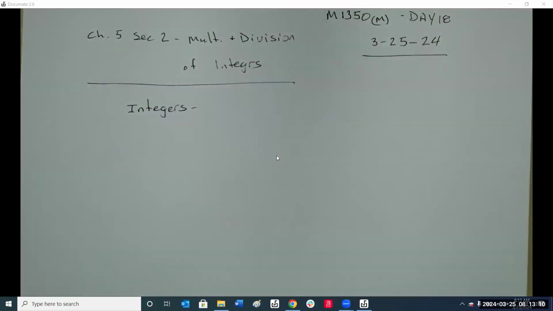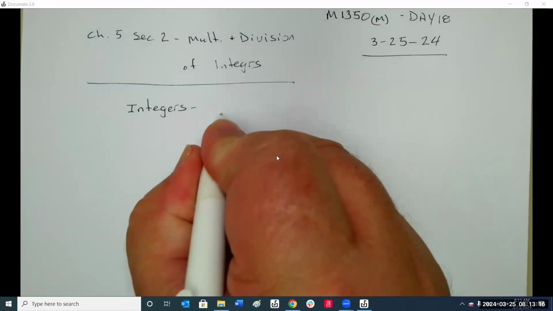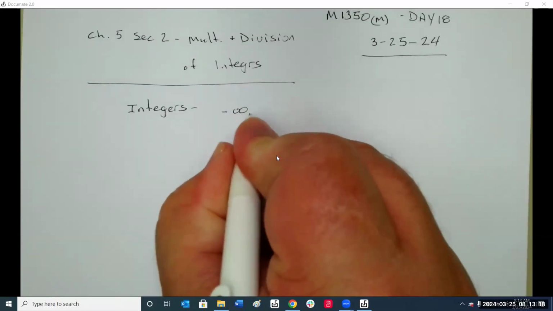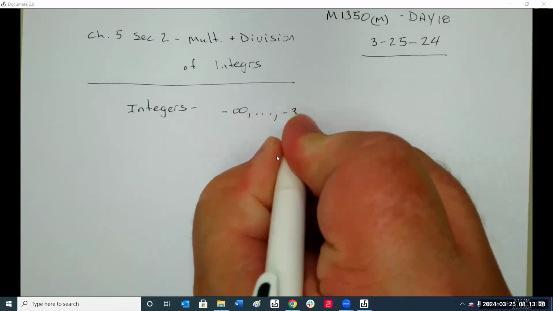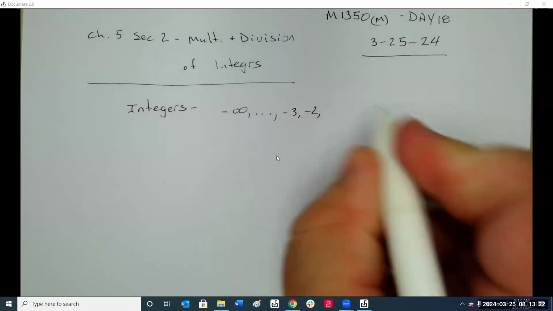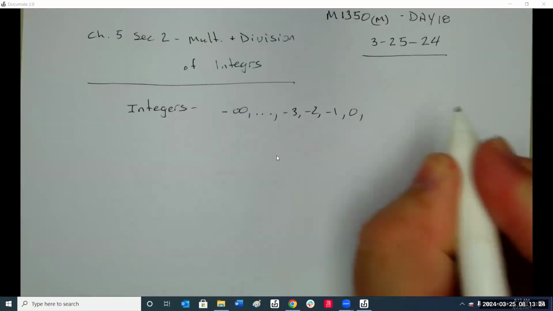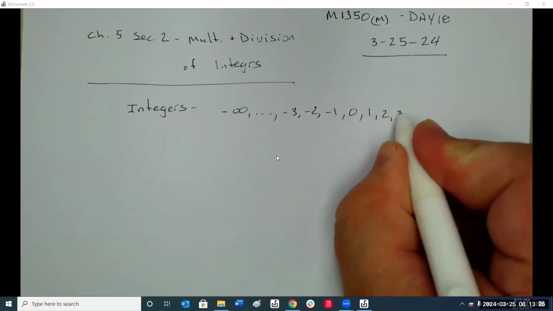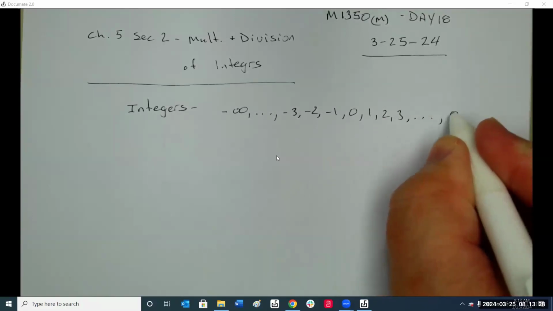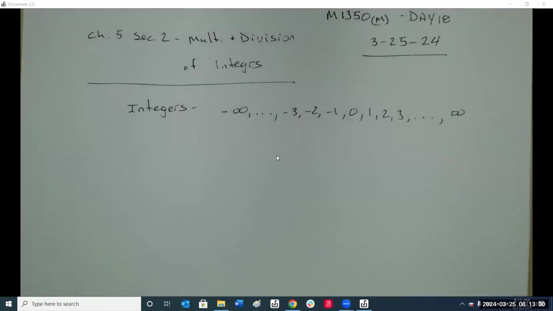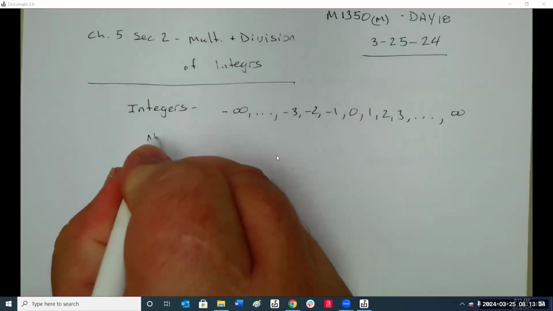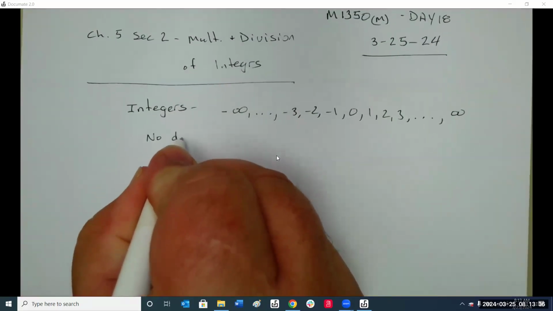Integers. What are they? From negative infinity and then to positive infinity. All the numbers, not decimals. So, no decimals.